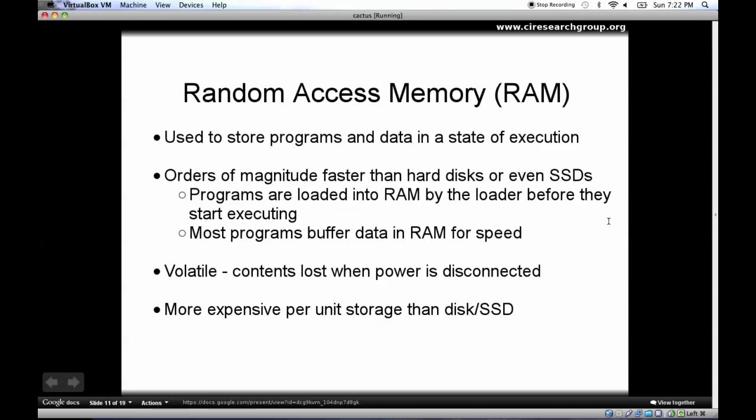Now, random access memory is separate from the CPU. This is used to store programs and data while the program is in a state of execution. This memory is several orders of magnitude faster than hard disks or even solid-state drives, which is why programs are loaded into random access memory by the loader before they start executing. Most programs also buffer their data in RAM for speed. However, the memory in RAM is still volatile. The contents are lost whenever power is disconnected, and it is more expensive per unit storage than disk space or even solid-state drive space.